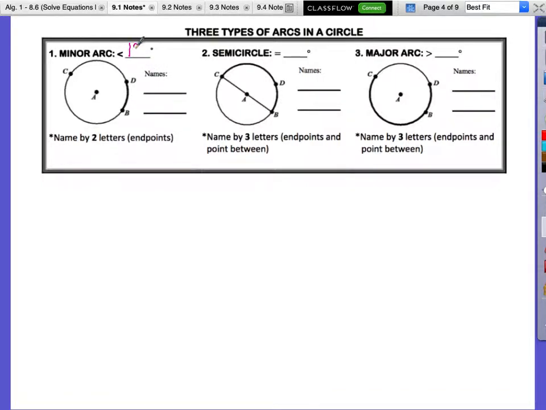A minor arc is any arc that's less than 180 degrees. How many degrees would the full circle be? 360. So a minor arc would be less than half.